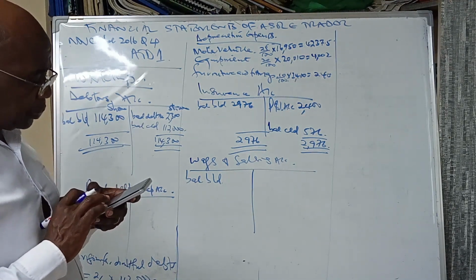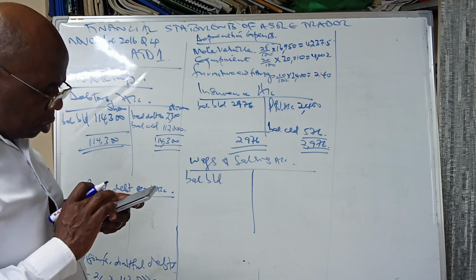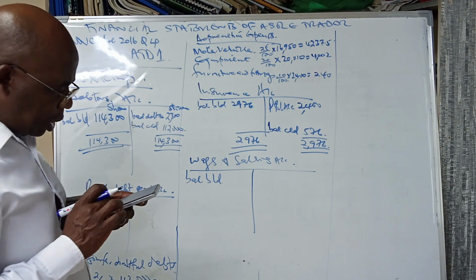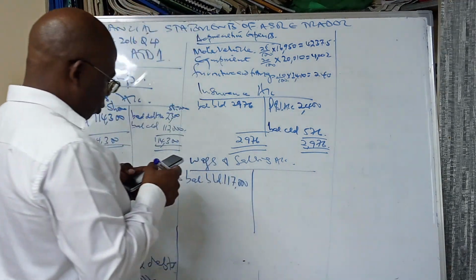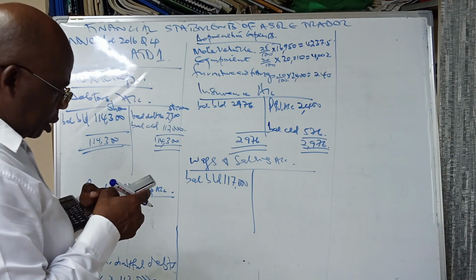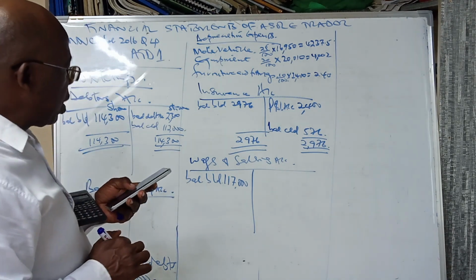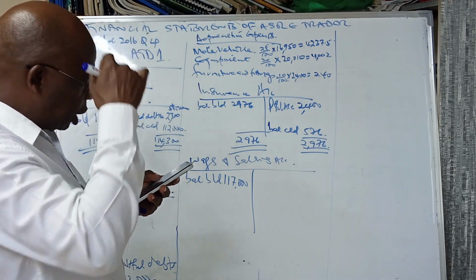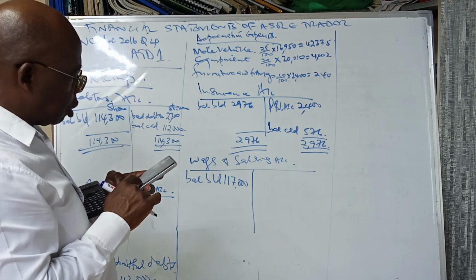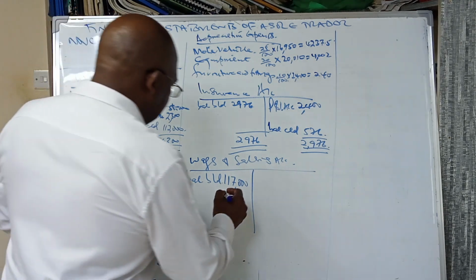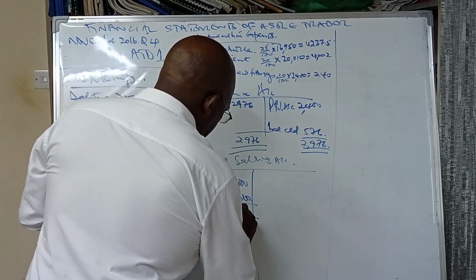So if we look at the wages and salaries, it is 117,000. And we were told we had not paid wages amounting to 3 million. So we add 3 million here, and it becomes 120 million.